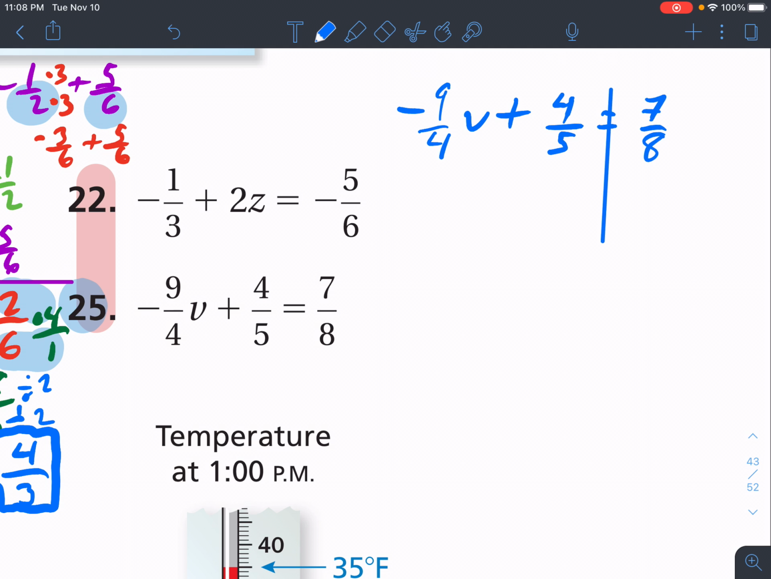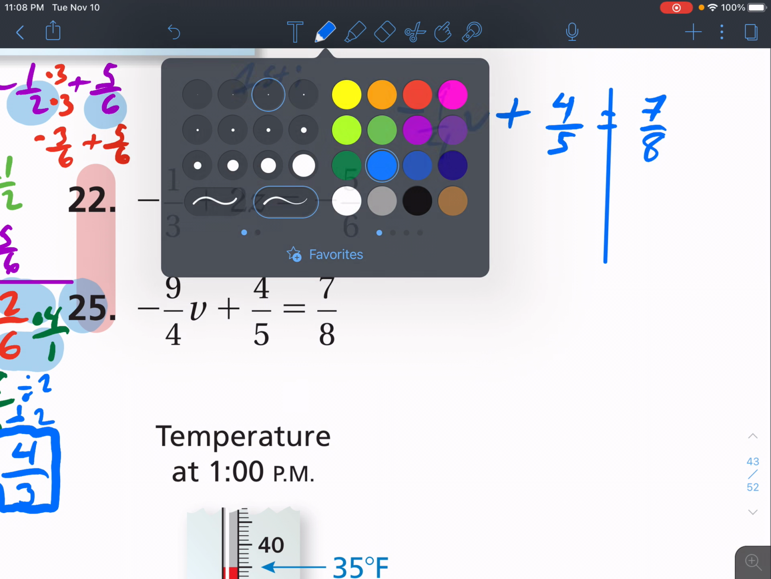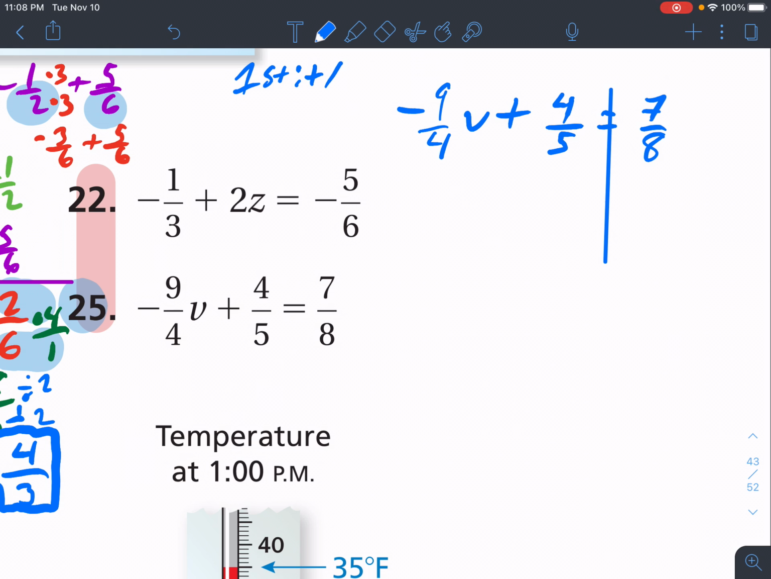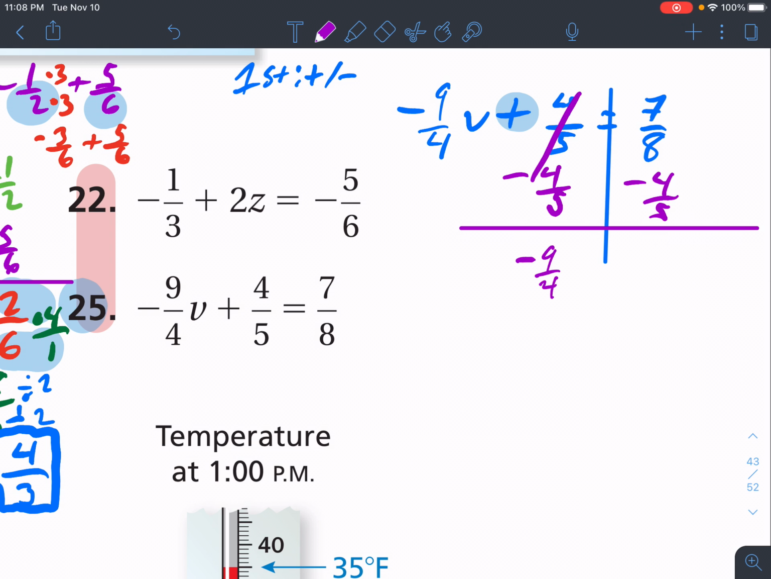Same idea. Remember, first step is you're going to add or subtract. I have addition here, so I'm going to subtract. So minus 4 over 5, minus 4 over 5. The left side's going to cancel out. You'll get negative 9 over 4 v.